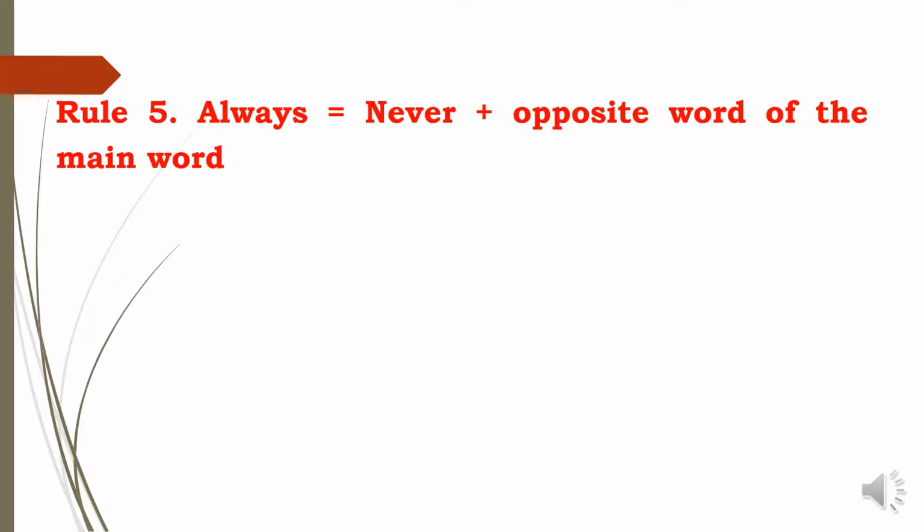Rule 5. If there is the word always in an affirmative sentence, then while making it negative, we have to use never instead of the word always. And after never, we have to use opposite word of the main word.